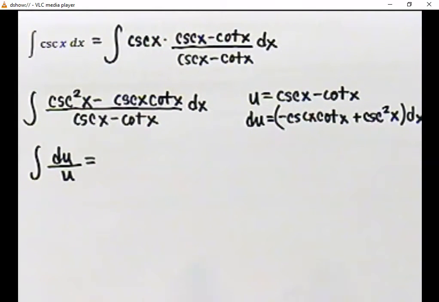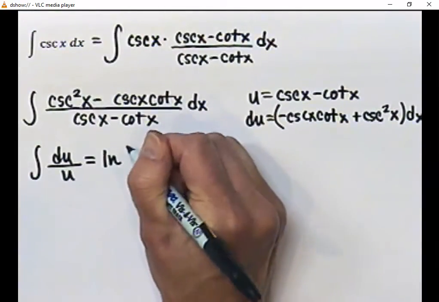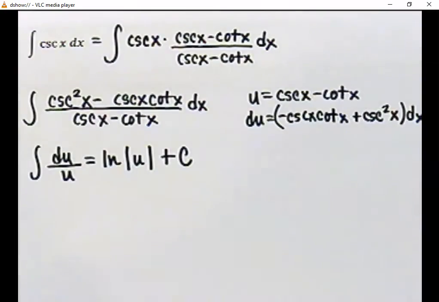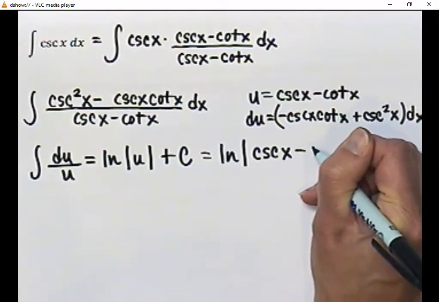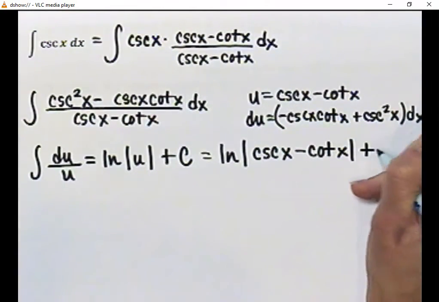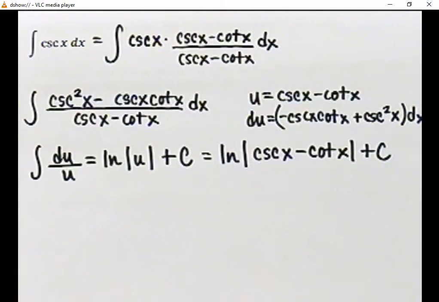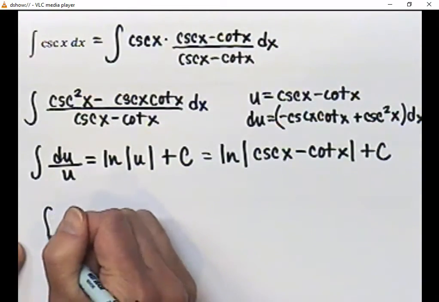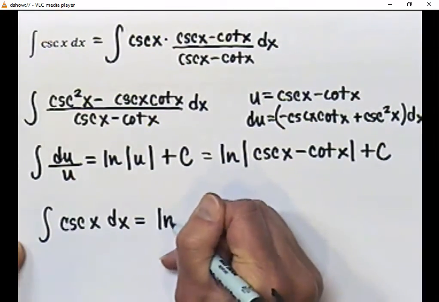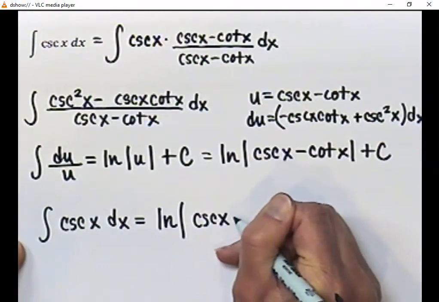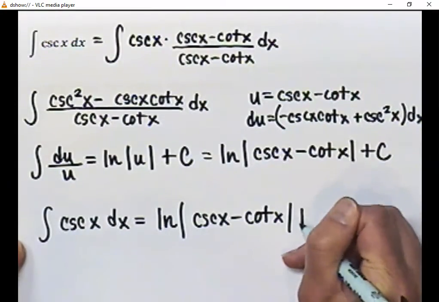And everyone knows what this integrates to now, right? du over u. The natural log of the absolute value of u. So this time we'll get the natural log of the absolute value, put the u back in, cosecant x minus cotangent x plus c. So that's your final rule that you know now, is how to integrate cosecant. That's the result, the natural log of cosecant x minus cotangent x plus c.